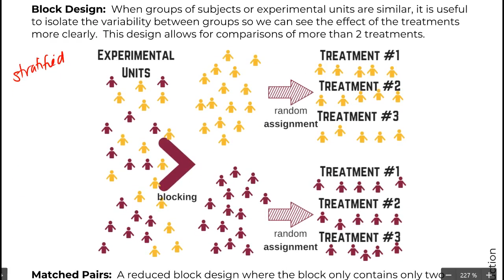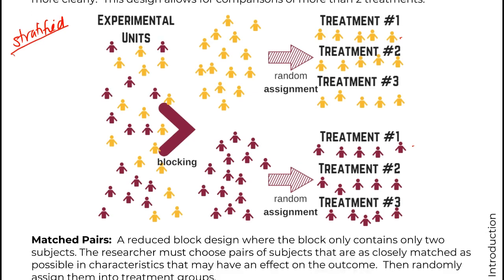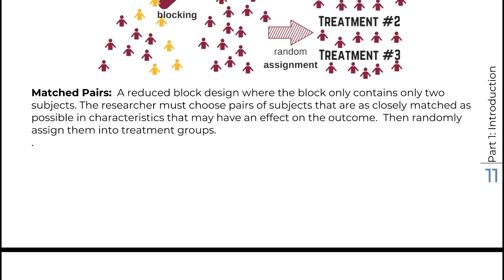And that is block everybody into their similar groups, so maybe this is male and female, and then randomly assign them to their treatment groups. That way, I've got an even number of male and an even number of female in treatment number 1. So block design is very similar to stratified, but again, all about assignment versus selection. The last type of design that we'll talk about in this class is matched pairs.